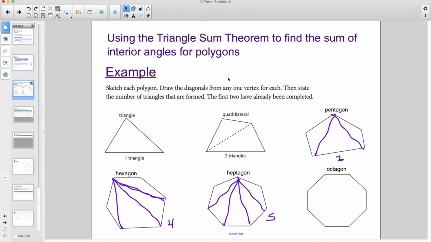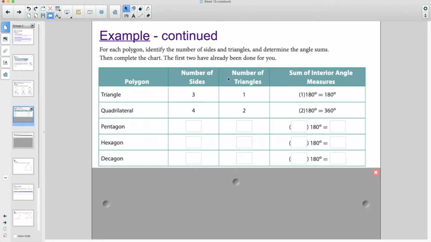And last one, let's look at an octagon. We have an octagon here, looks like a stop sign. We have 8 vertices. I'm just going to do this top left one: 1, 3, 5 diagonals. How many triangles are in there? 6. There we go. If you think about the number of sides in comparison to the number of triangles, this is going to help us come up with our theorem. Let's put this into a chart. We have the first 2 here.